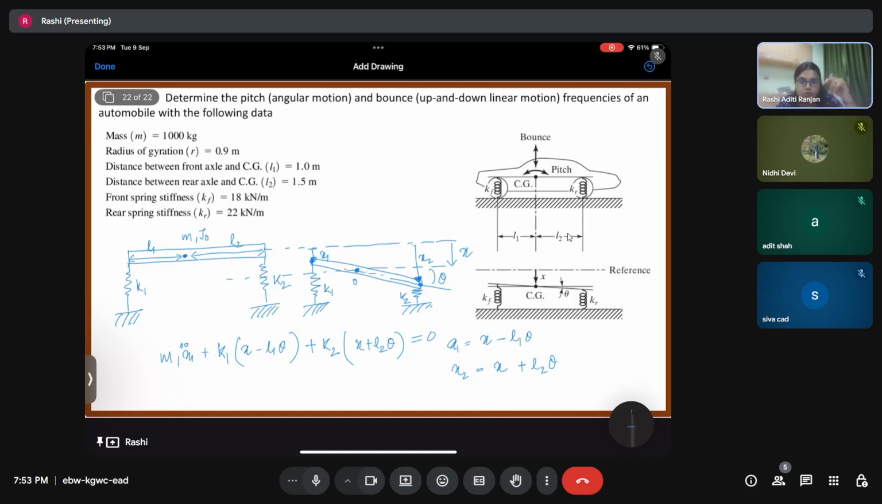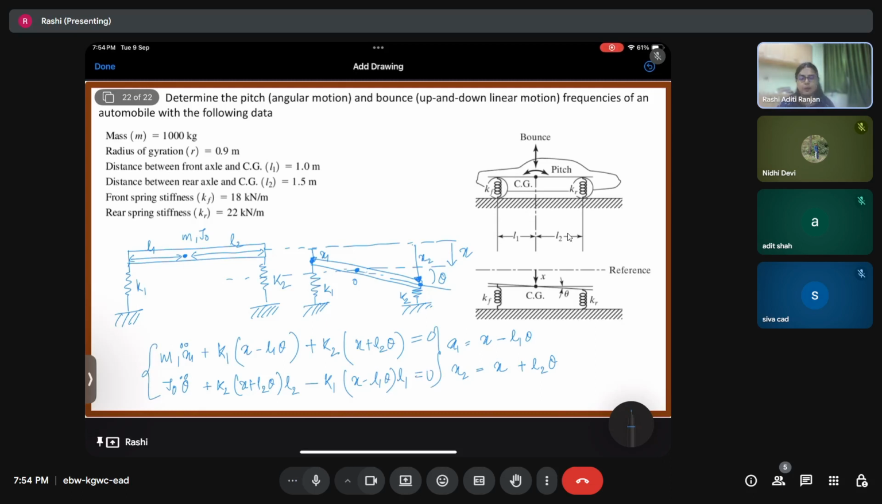Because of rotation, since it is rotating in the clockwise direction, we'll have the inertia in the anti-clockwise direction. So we'll have J naught theta double dot. The force due to K2 is in the direction of J naught theta double dot, so it is going to be positive: plus K2 (x plus L2 theta) into L2, because we are considering the moment over here. And then the force because of K1 is making it rotate in the clockwise direction, so it will come with a minus: minus K1 (x minus L1 theta) into L1 is equal to 0.